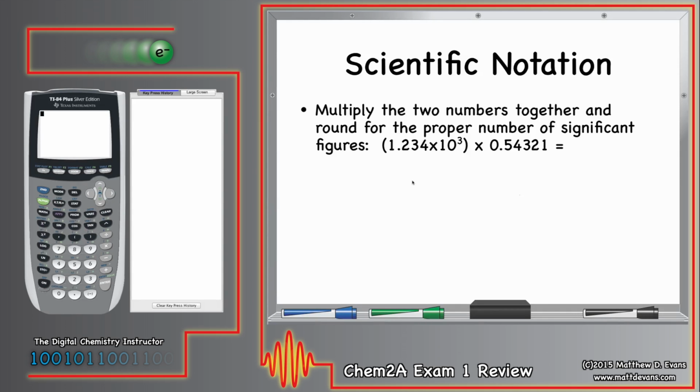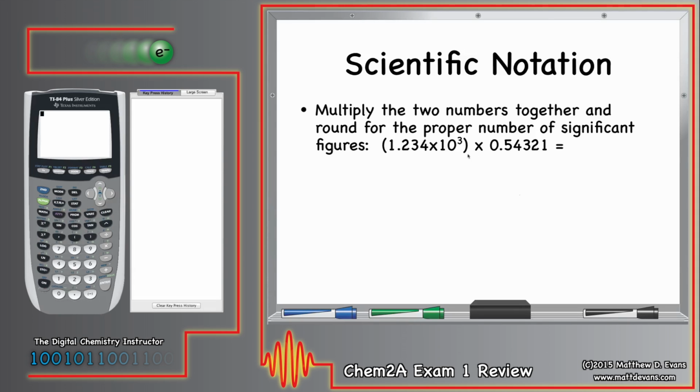If you've got a Casio calculator, I'd be glad to show you how to do the scientific notation on that calculator too, but for now, here's the TI. So we're just going to multiply 2 numbers together. We're going to get a chance to enter this number on the calculator in scientific notation, check out how that works, and also round for sig figs properly.